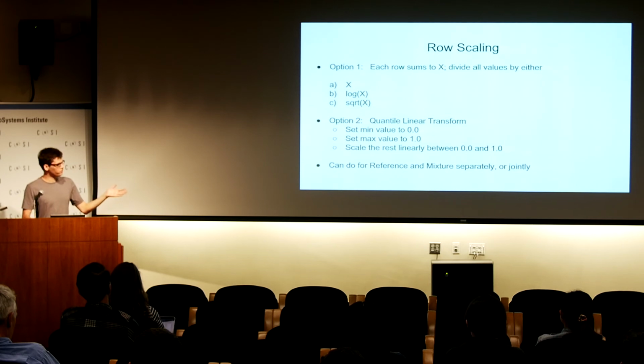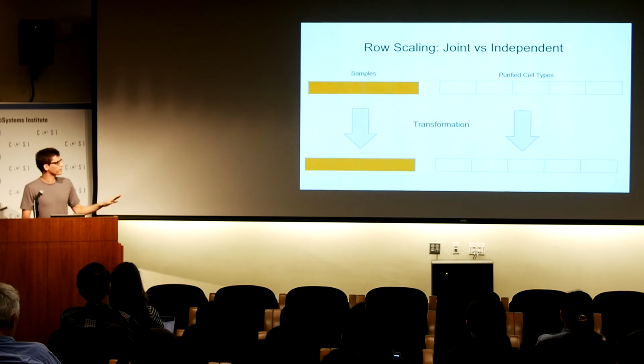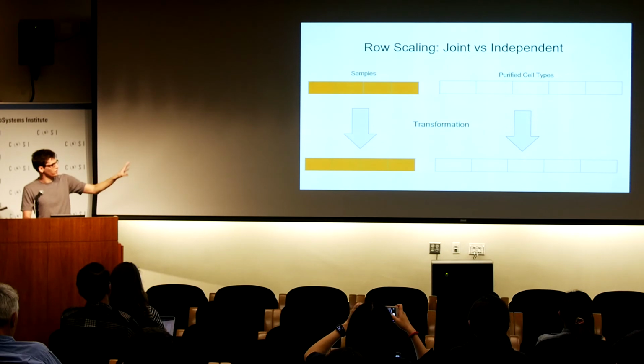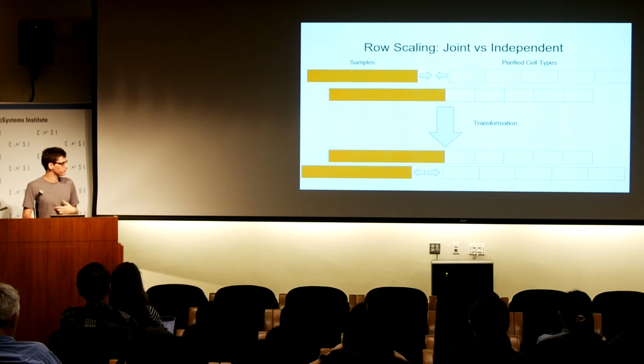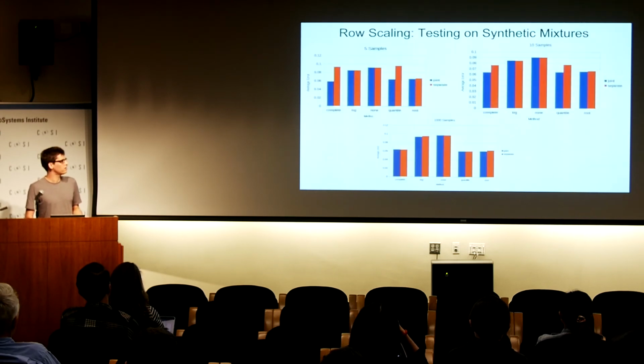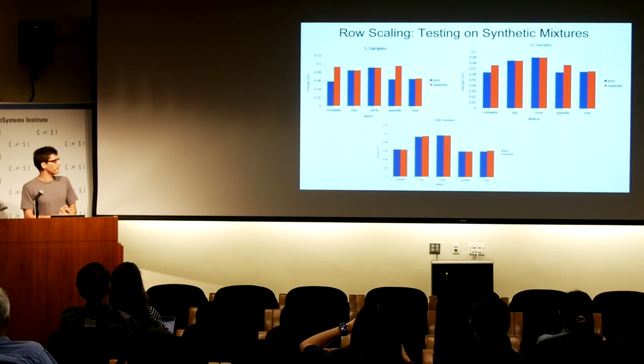And we can do these transformations either on the reference and the mixture separately or jointly. And what I mean by that is we can perform the same transformation on the samples and on the purified cell types, or we can smudge them together, do one transformation, then tease them apart again. So there's multiple ways that we can do this. Similar to with signature gene selection, I created a bunch of synthetic mixtures and tested all these methods. And the patterns are not as clear.